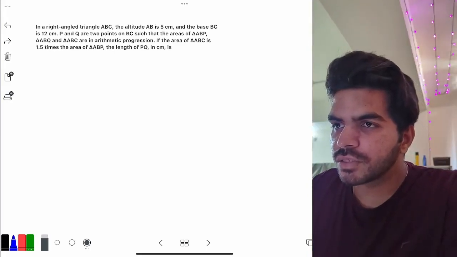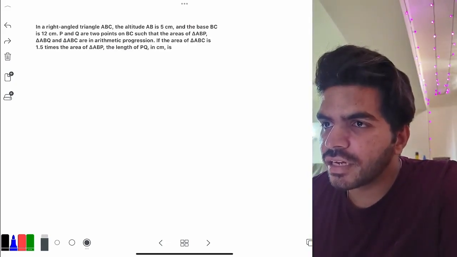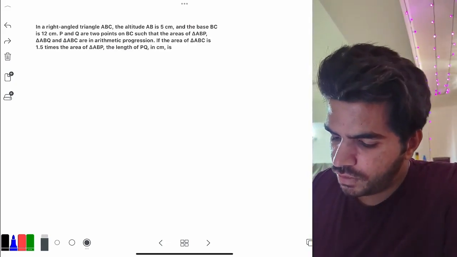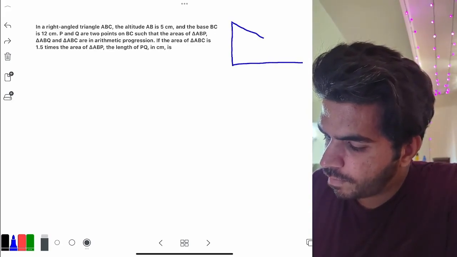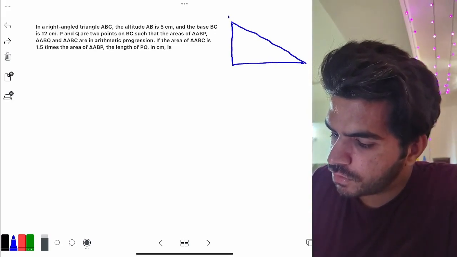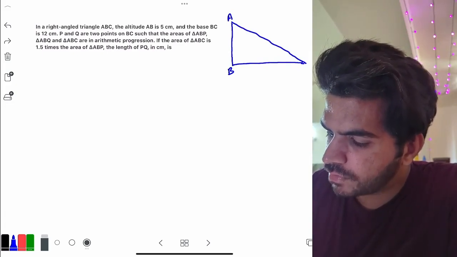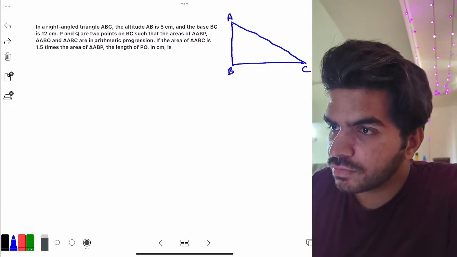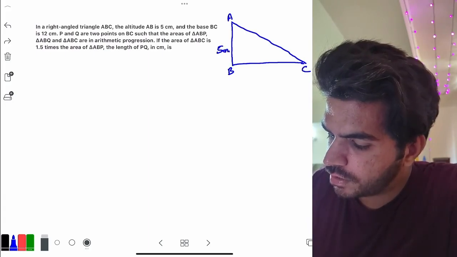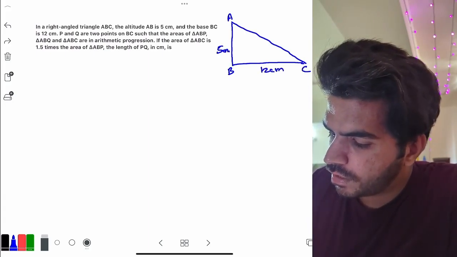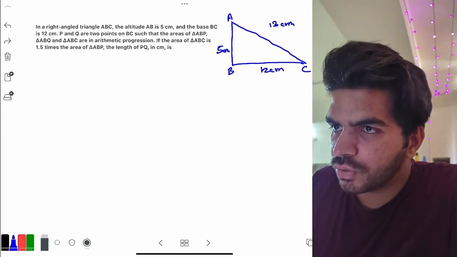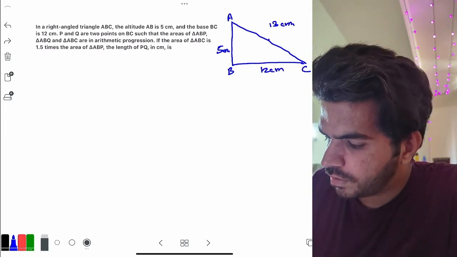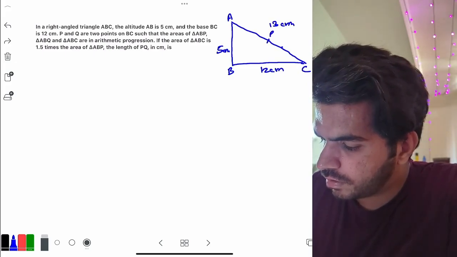Yeah, so coming to this question, in a right angle triangle ABC, we'll simultaneously draw the triangle as well. So it is this A, B, C. The condition is this is 5 centimeter, 12 centimeter. This is definitely going to be 13 centimeter. P and Q are such that, okay, so P is somewhere here maybe. This will be Q.